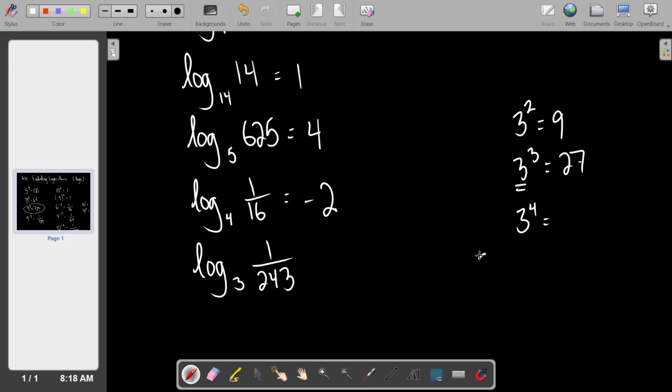And to do 3 to the fourth, you can break it up into 3 squared times 3 squared, right? What's 3 squared? 9, right? What's 9 times 9? So 3 to the fourth has to be 81. So once I know that 3 to the fourth is 81, 3 to the fifth equals what? It's got to be 243, right?